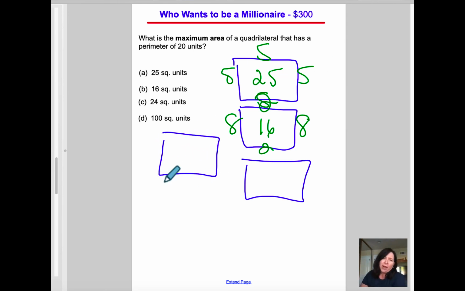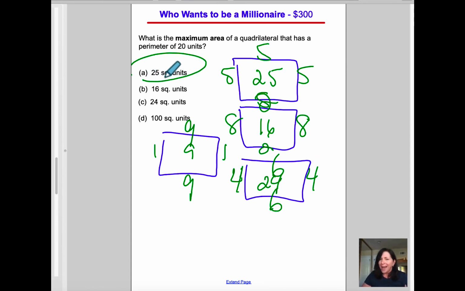Let's see. What if I had, let's see, what could I use for 25? I mean, it can't be 10, so let's use 9, and 9, that's 18, and then that would be 9, very small. So let's try a higher number. Let's say this is 4, and this is 4, so that's 8. This would be 6, and that would be 6, so that would be 24. So it looks like my max area would have to be 25.